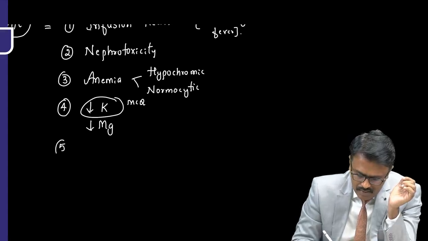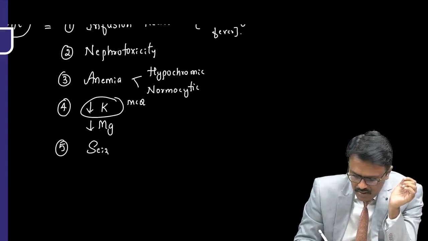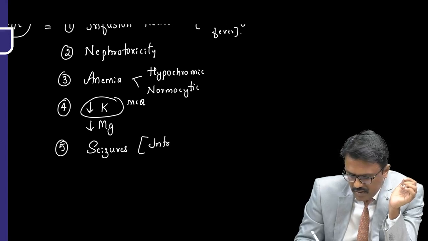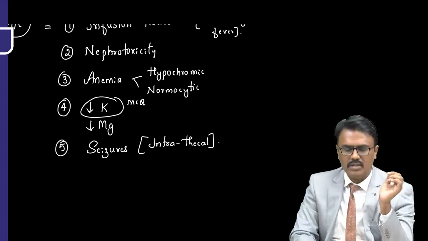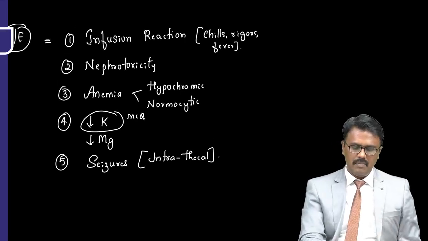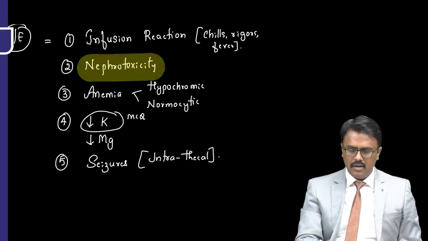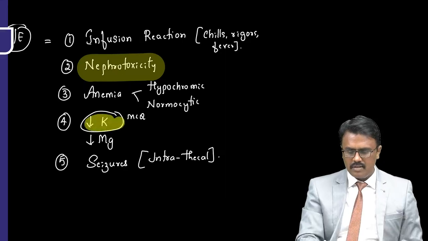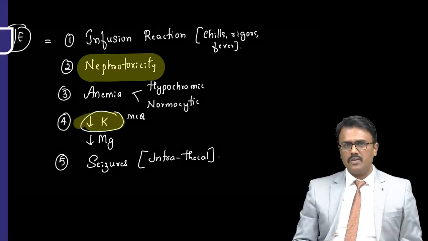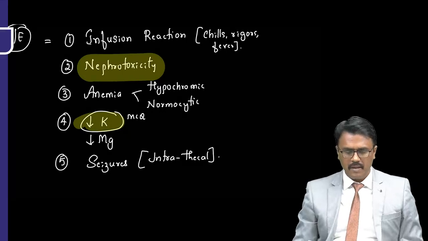And number five, seizures can occur if you are using it intrathecally. So these are the things. Remember, the main important thing is nephrotoxicity, and one more main important thing, it decreases potassium. These are the potential questions for your future exams.